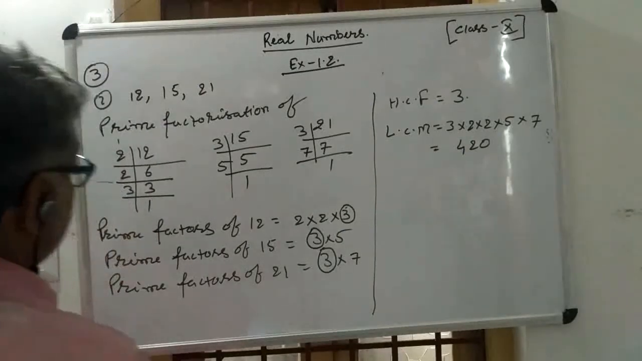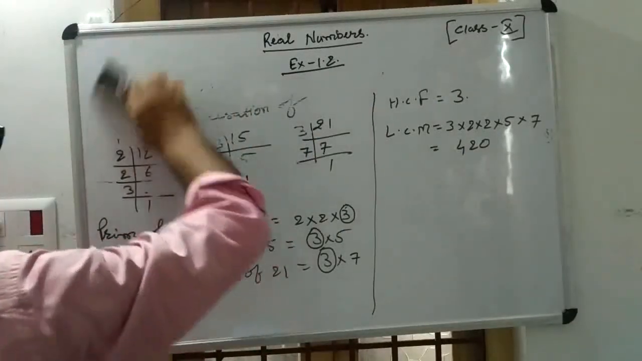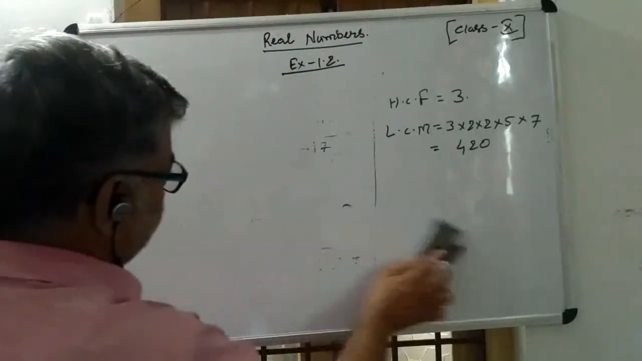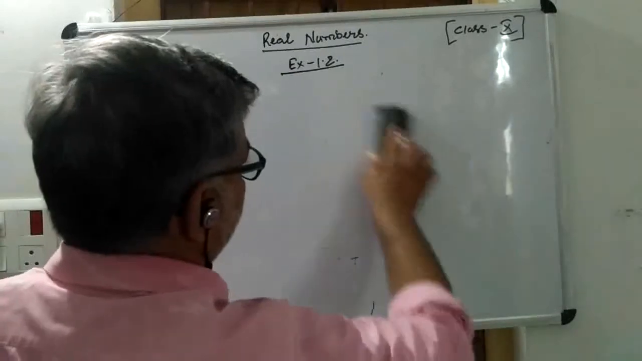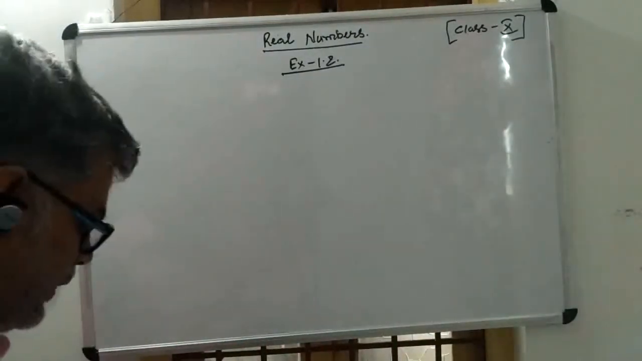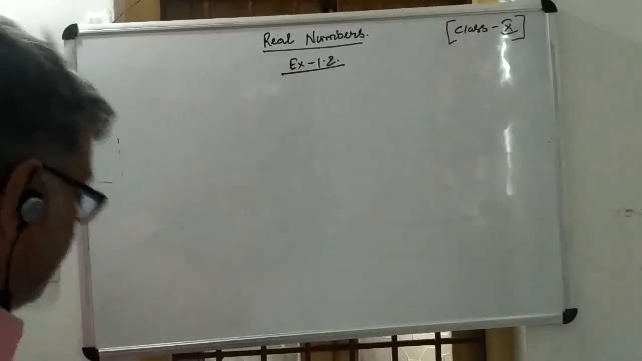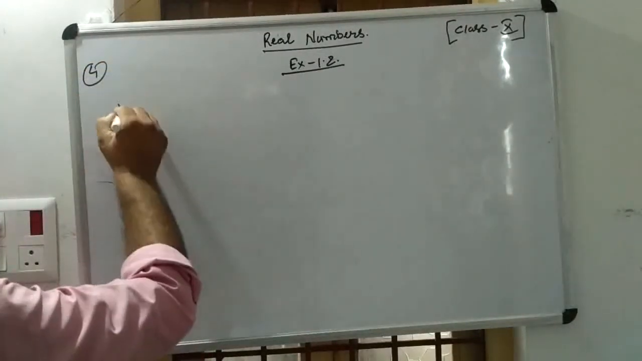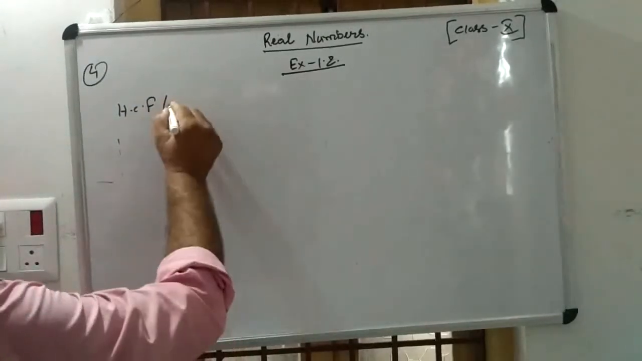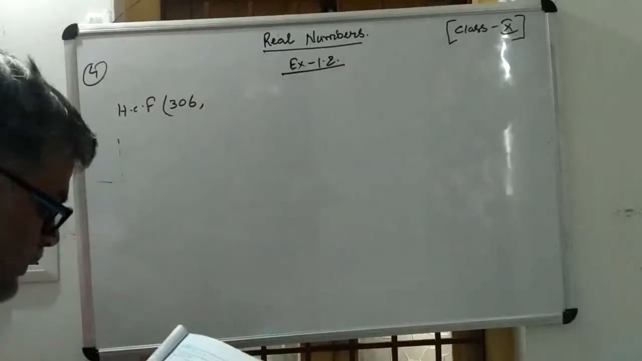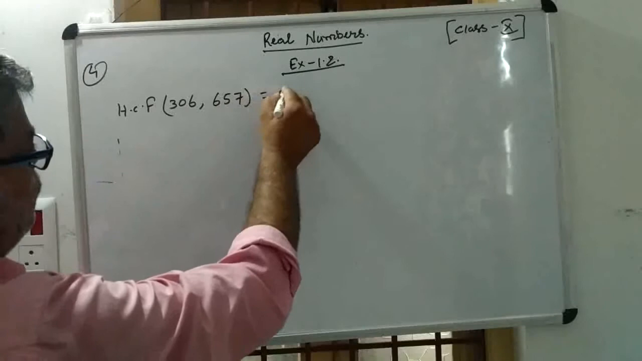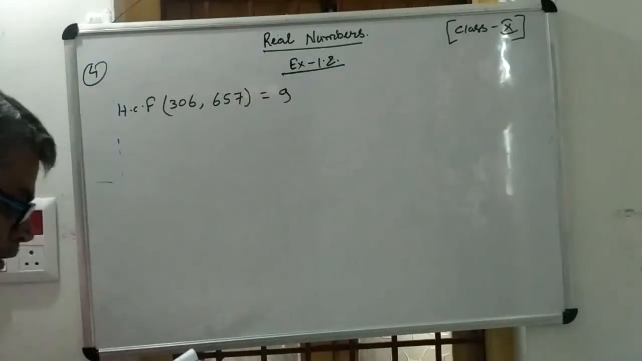Now the second, question number 4. See the question number 4. These are all very basic things which you have also learned in your previous class. So see question number 4. It is given that the HCF of two numbers, which are 306 and 657, equals 9. Okay, find the LCM.